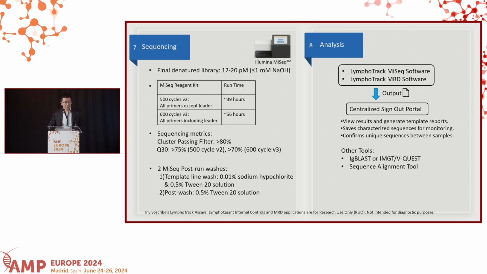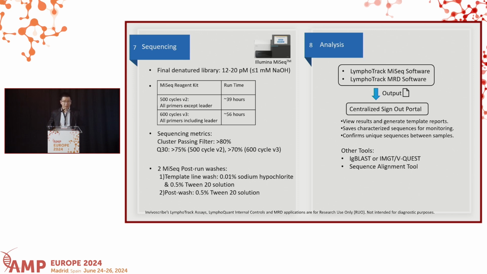After each sequencing run, we perform 2 post-run washes to prevent crossover contamination between runs. The first wash is called the template line wash, and it includes 0.01% sodium hypochlorite and 0.5% Tween 20 solution. The second post-wash is a 0.5% Tween 20 solution. We also implemented a system where, in order to reuse the same MiSeq, 2 non-LymphoTrack runs with different types of indexing barcodes are run on the same MiSeq before we can reuse it again.